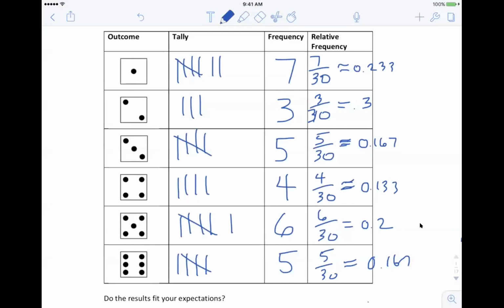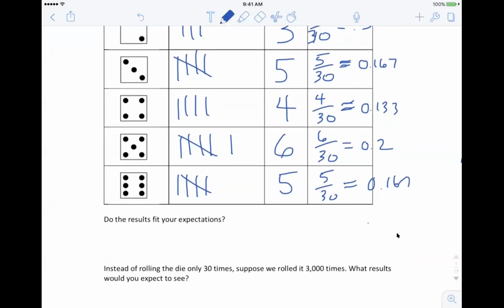That's the calculations there. Do the results fit your expectations? So that's kind of a personal question. What do you think? And some of you might start thinking about what is probability. Like, what is the probability that we roll a 6, right? What is that theoretical probability?